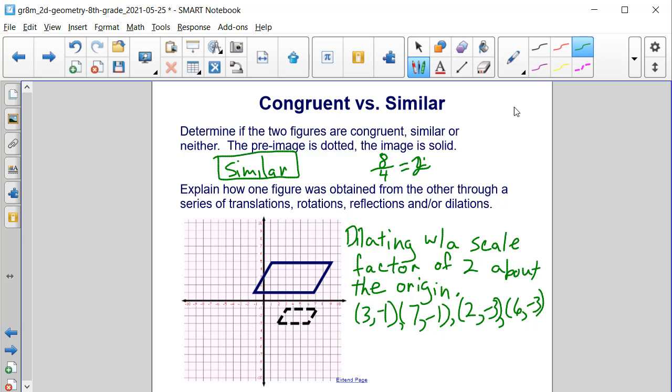And if we multiply these by 2, because of that scale factor of 2, coordinates will become (6, -2), (14, -2), (4, -6), and (12, -6). So let's plot these points. So we'll have (6, -2) right here. We have 14, so here's 10, 11, 12, 13, 14, -2, so it's kind of going to go over this.